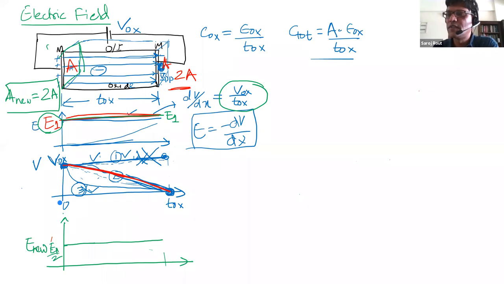Okay, let's see. Aniket, what do you think? What should be the value of the field? It's half of E1. Half of E1, so Aniket too. So I got one vote, two votes here. Okay, let's see who else. Chirag, what's the new electric field?